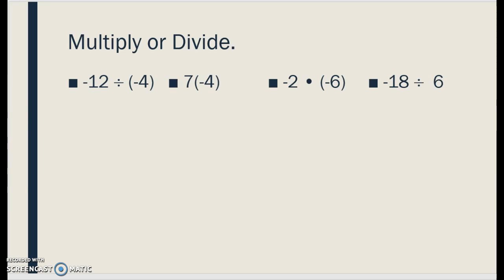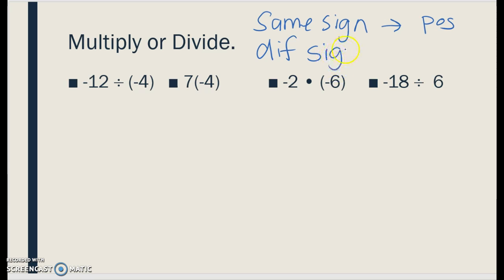Multiplication and division actually have the same rules when it comes to integers. So if we have same sign, our answer is positive. If we have different signs, our answer is negative. And that goes for multiplication and division. When I go through these, I actually decide first if my answer is going to be positive or negative. So I'm doing a negative divided by a negative, that's going to be positive.